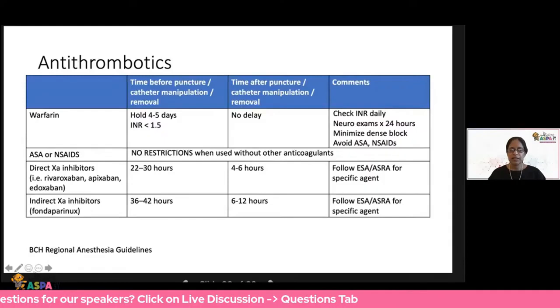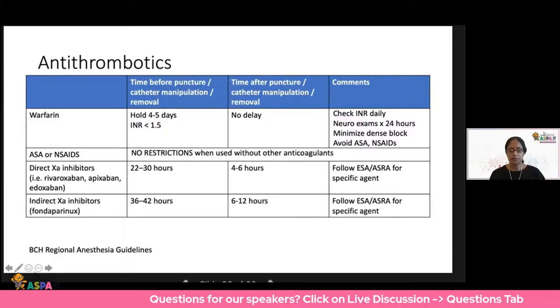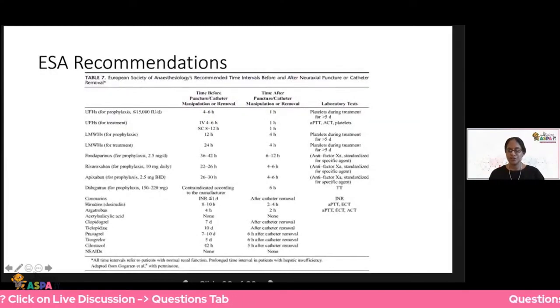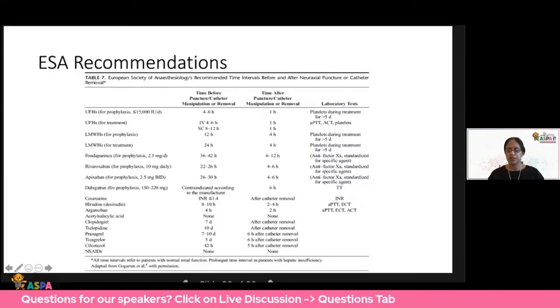Direct and indirect 10A inhibitors have their own specific guidelines, and we follow the European Society of Anesthesia and the ASRA guidelines for those blocks when they're on these anticoagulation agents. Just for reference, I've included the European Society of Anesthesia recommendations, and again, they've worked closely with ASRA to construct a single set of guidelines.